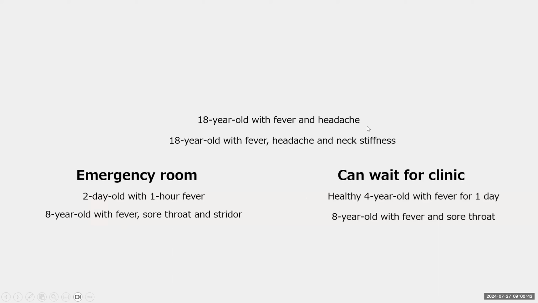All right, next one, an 18-year-old with fever and a headache. Clinic or emergency? I got lots of clinics. Excellent. An 18-year-old with fever and headache is probably a viral infection or maybe the flu, so that can wait for clinic. And the last one, same story, but now they complain of neck stiffness.